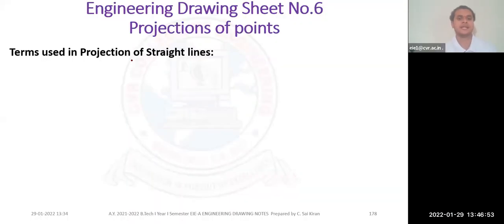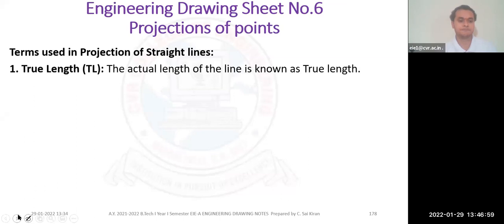Okay, so I'm sharing the screen. We'll be starting the theory part. There are a few terms which we use in the projection of straight lines. The first term is true length. True is nothing but actual, and length is nothing but the distance of the line. The actual length of a line is known as true length.